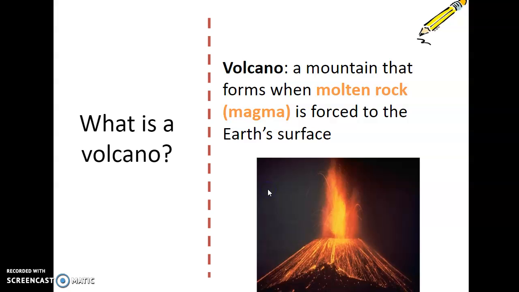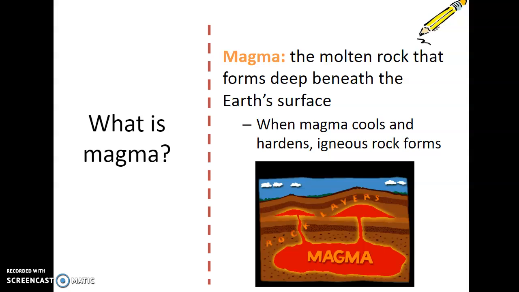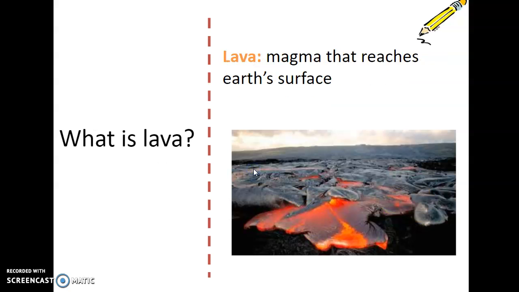So what is a volcano? Volcanoes are really cool. They might be my favorite thing to learn about with Earth environmental science. So a volcano is a mountain that forms when molten rock or magma is forced to the Earth's surface. What is magma? Magma, remember, in contrast with lava, magma is the molten rock that forms deep beneath the Earth's surface. So when magma cools and hardens, igneous rock forms. So remember, lava is different from magma in the way that lava is magma that reaches Earth's surface.